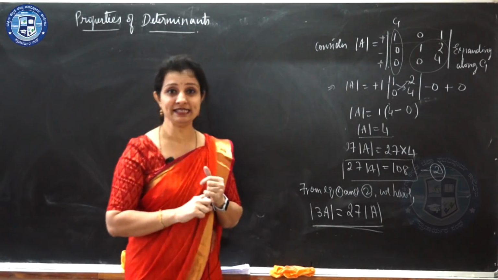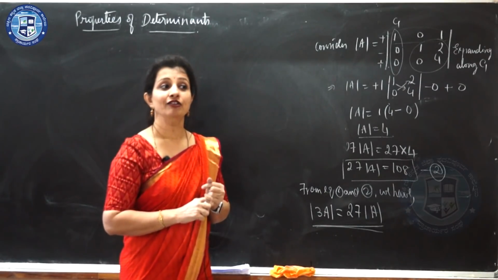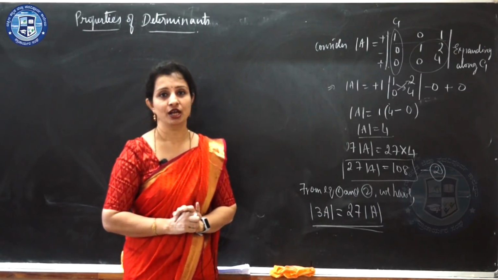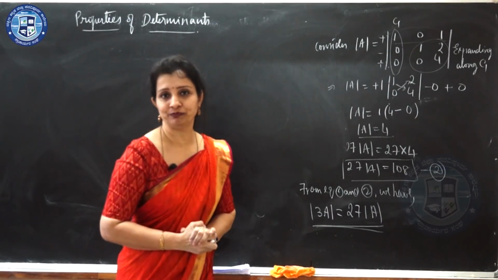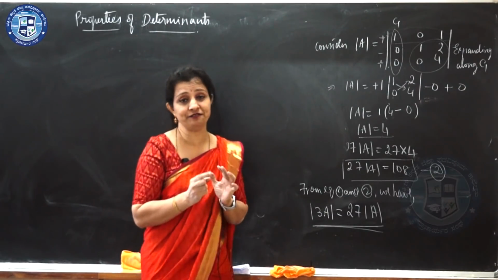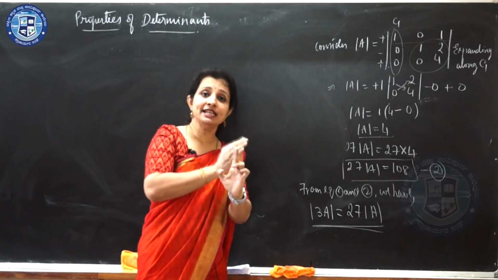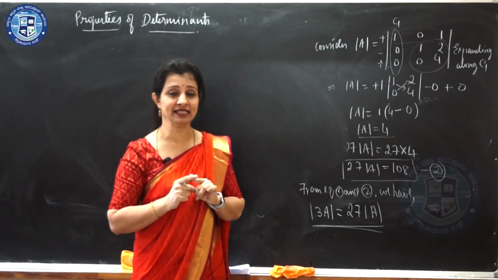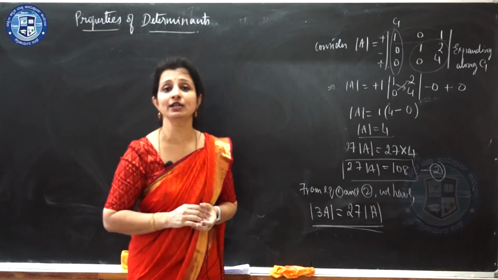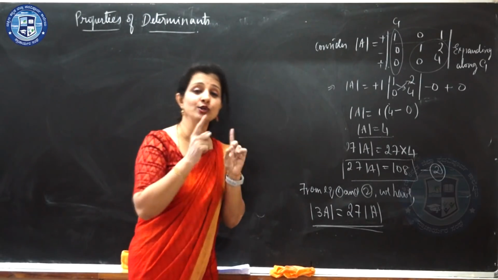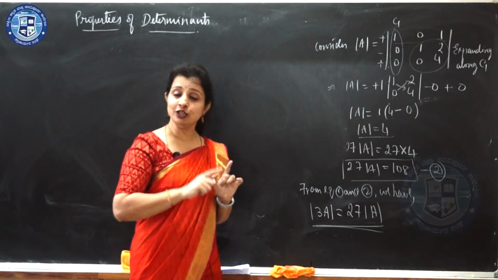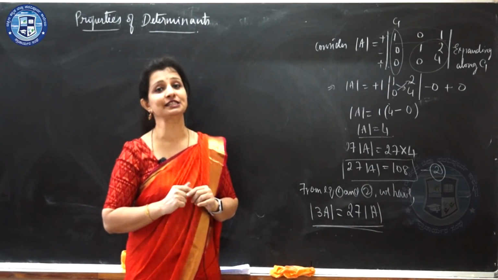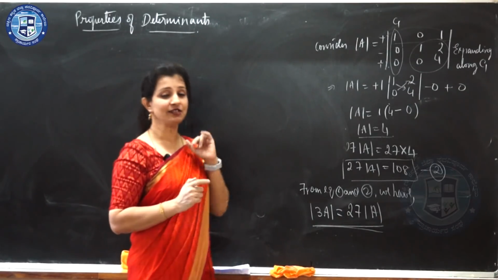So the first property states that for any determinant, suppose the determinant A is given, what is the value of the determinant A? We know. What if you interchange the rows and columns? What will be the value of the determinant if you interchange the rows and columns? Even if you interchange the rows and columns, the value of the determinant remains the same. That is what the first property is.